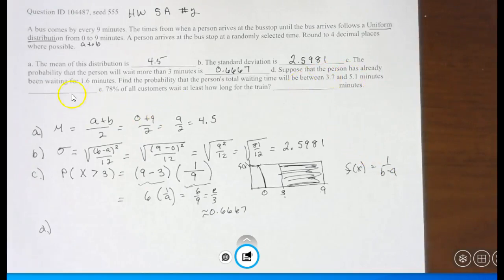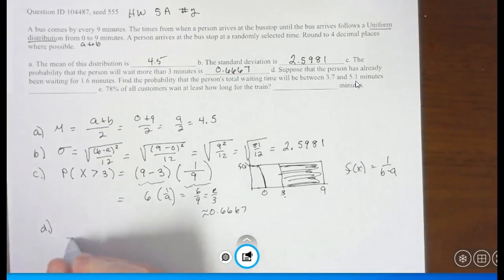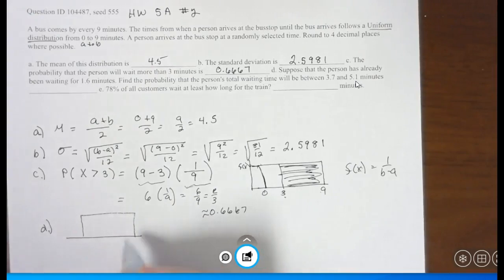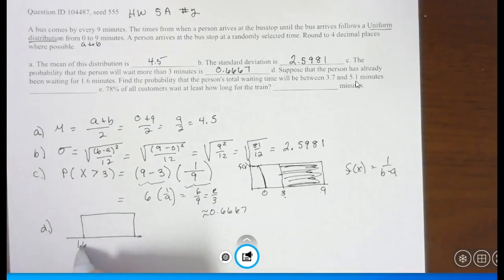Suppose that the person has already been waiting for 1.6 minutes. Find the probability that the person's total waiting time will be between 3.7 and 5.1. So again, I want to draw a picture. And remember, our original was 9 to 0. But this says, suppose they've already been waiting 1.6 minutes. So instead of starting at 0, we know they've already been waiting 1.6 minutes.